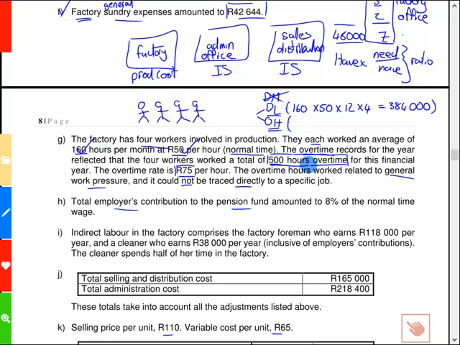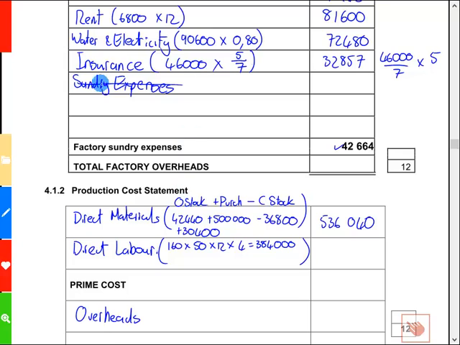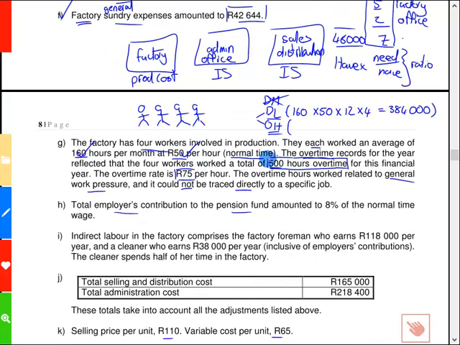So what's the total amount paid for overtime hours worked? We've got 500 hours. So we can put here indirect labor: 500 hours, multiply that by how much do we pay per hour? 75 Rand. That's going to give us the indirect labor related to overtime. Okay, happy with that? That is the overtime. Next one. So we've done number G.